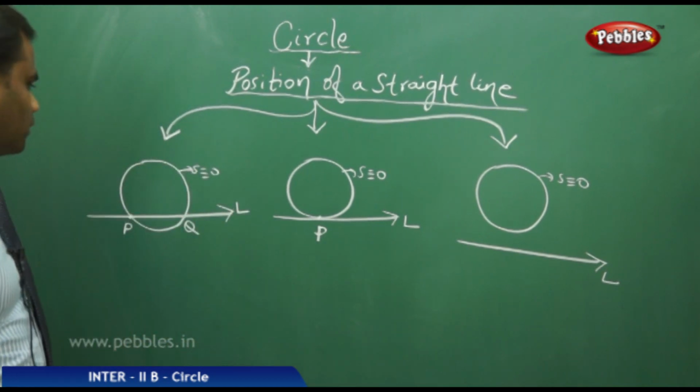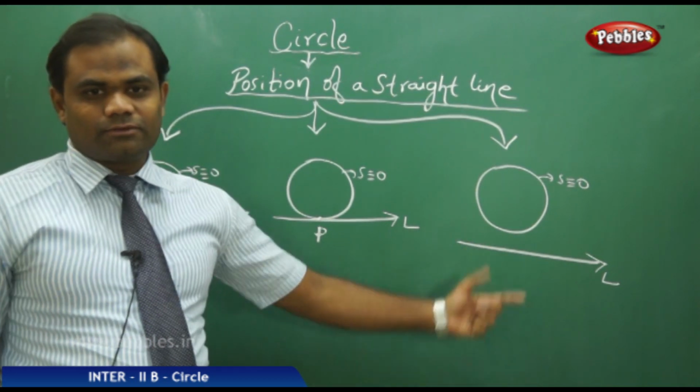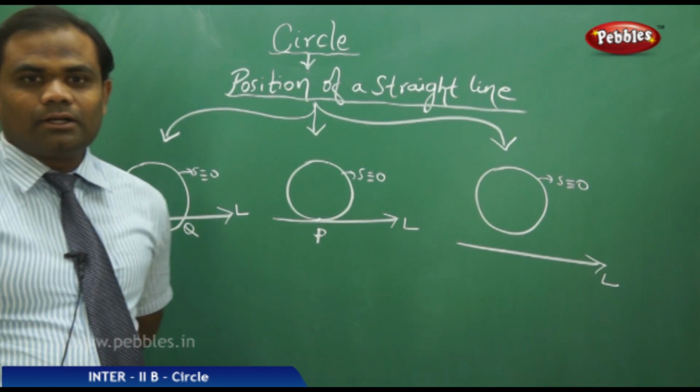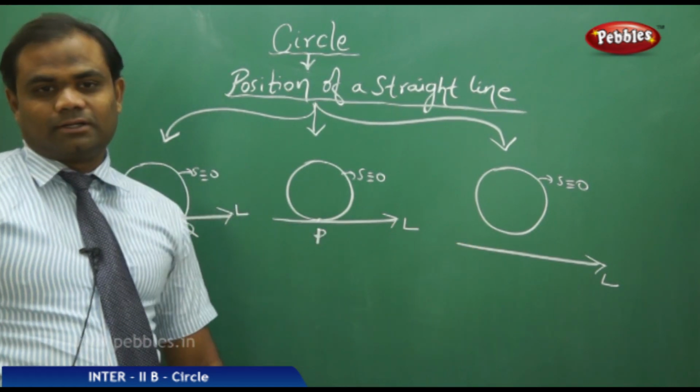Now let's see what the mathematical conditions will be for each of the three cases where a line cuts the circle, touches the circle, and does not meet the circle.